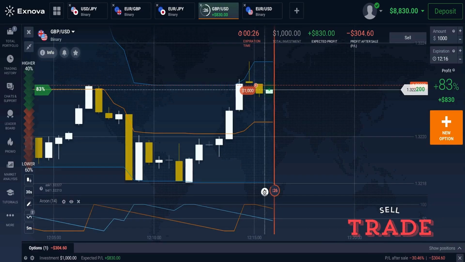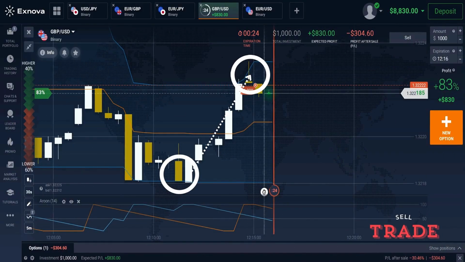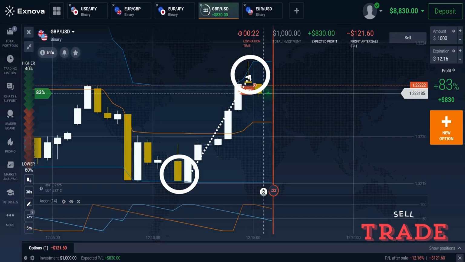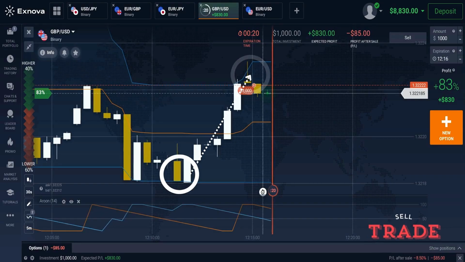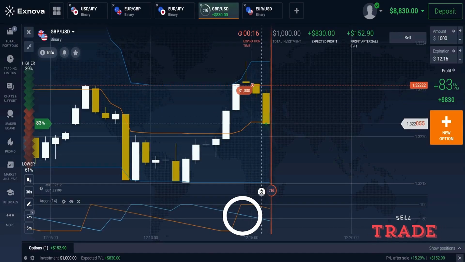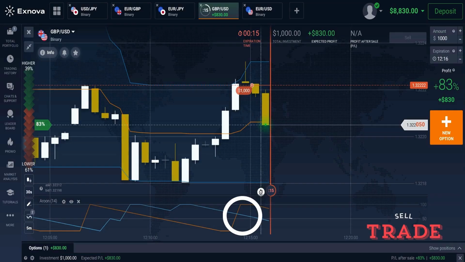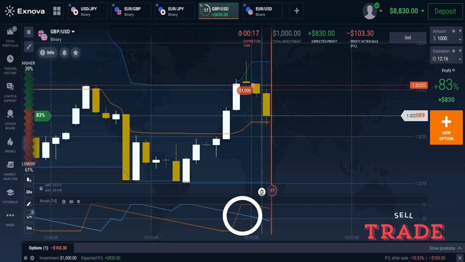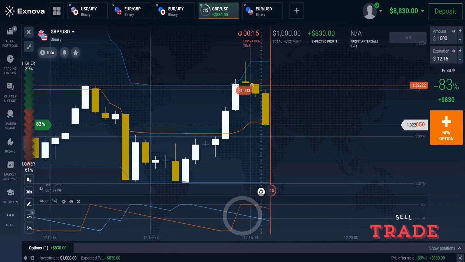Sell trade rules. First, the price touches the lower line of the Donchian Channels and then rises up to touch the upper line. At the same time, the red line of the Aroon Indicator crosses above the blue line. When these two conditions happen, immediately enter a sell trade.